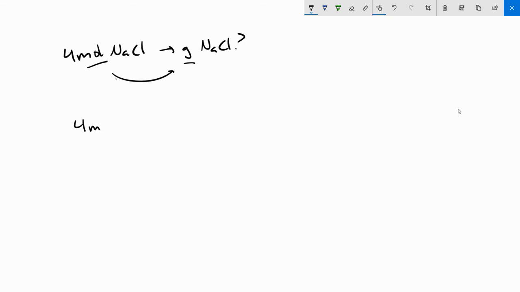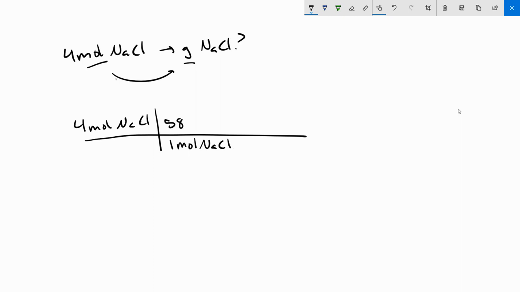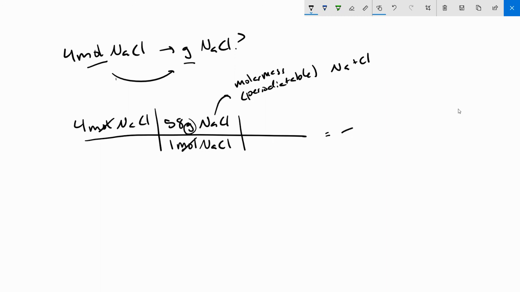So if I set this up, it's going to be 4 moles of NaCl at the top left corner. And I know that 1 mole of NaCl is equal to 58 grams of NaCl. And again, this is my molar mass that I got from my periodic table. I just did a sodium mass plus a chlorine mass. Okay, and then I'm done because look, moles cancels and I'm left with grams, which is exactly what I want. So if I have a final answer, that's going to be 232 grams of NaCl.